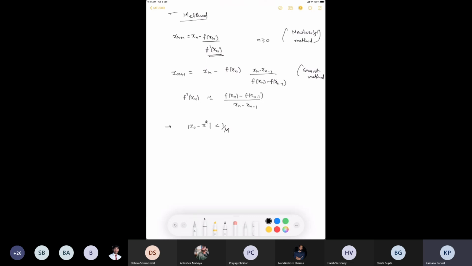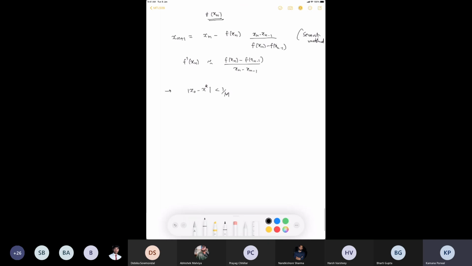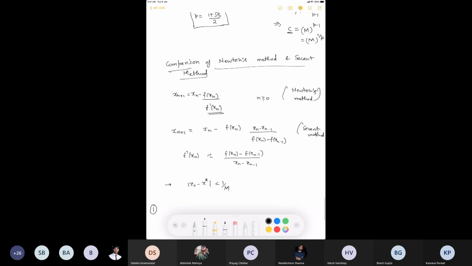also. So both the methods require that your initial guesses should be in a very small neighborhood of the x star for the convergence of the iterative sequence. So both conditions are very similar, but there are two major differences here. The first difference is that, suppose you are using Newton's method, right? At one iteration, how many function evaluations do you have to do? You have to evaluate f of xn and you have to evaluate f prime of xn, right?